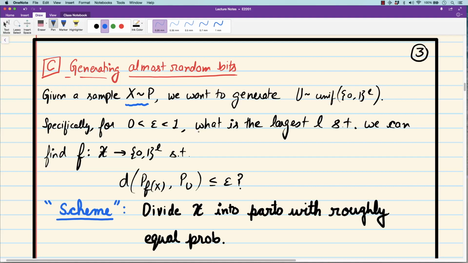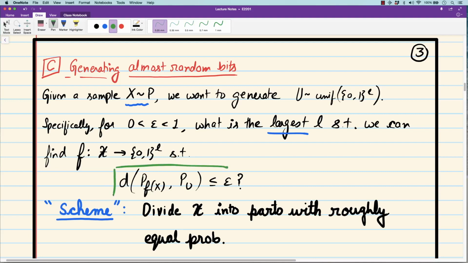So here is a formal version of this question. You choose your accuracy epsilon. This is something between 0 and 1, and you can just imagine something large like 0.99. The question is, what is the largest value of L such that we can find a function f which takes input x and produces L bits and satisfies this bound? Now what is this bound?